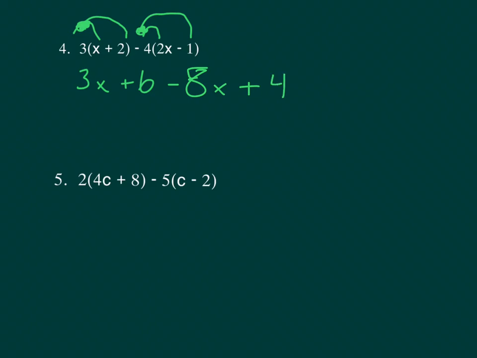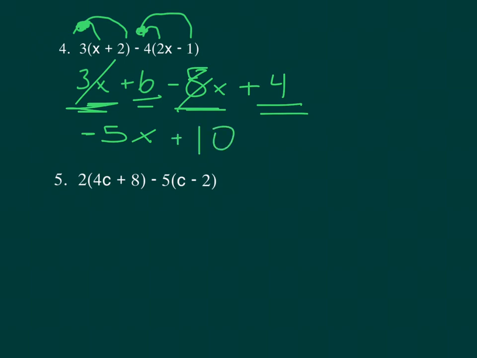And now we're just combining like terms. We're going to take our x's. They're the same type of term. 3x minus 8x. 3 minus 8, that's -5. And then we have 6 and a 4. +6 plus 4, that's +10. Again, they're not like terms, so we're done with that.